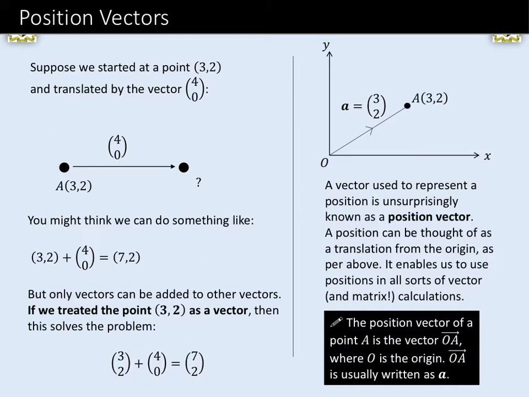So you might think to yourself, well, I'm going to start off at 3, 2, and I'm going to apply the vector 4, 0, so I'll do 3, 2 plus 4, 0, and I'll end up at 7, 2. So vectors can only be added to another vector if this point here, the coordinate point 3, 2, is treated as a vector. So at the moment, when it's written as a coordinate, it's not treated as a vector.